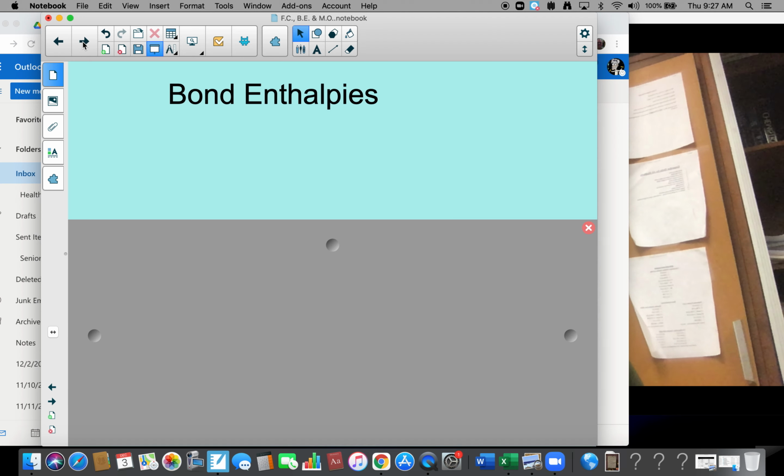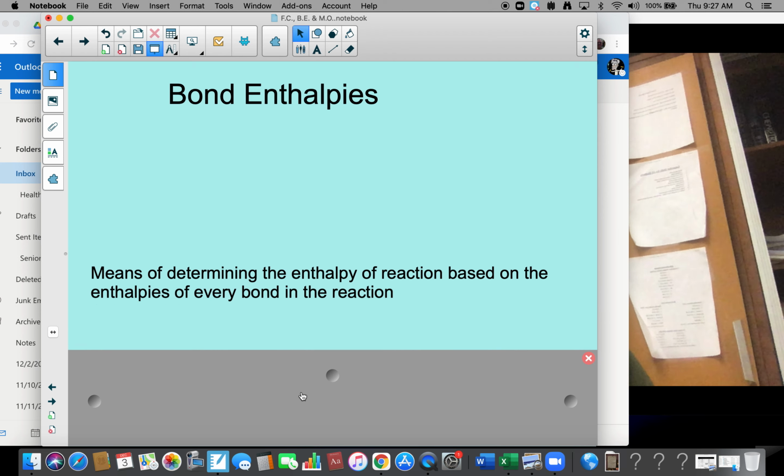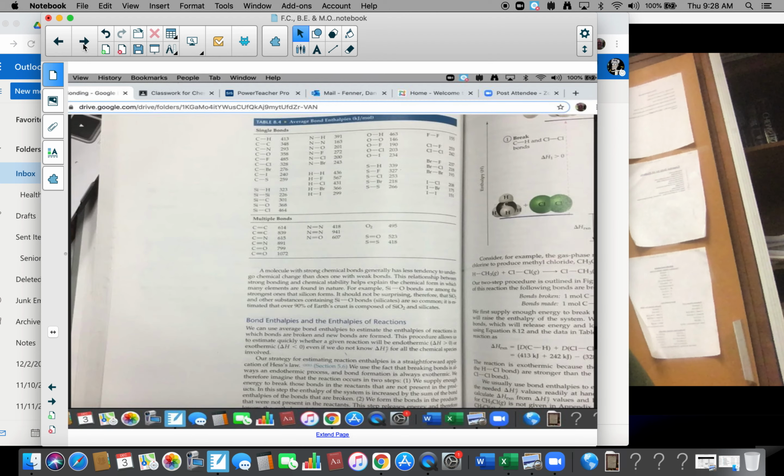All right, so looking at bonding, the next thing we're looking at is called bond enthalpies. Bond enthalpy is defined as a means of determining the enthalpy of reaction based on the enthalpies of each bond in the reaction. This sounds complicated, but it's really not. In order to do that, we're going to look at page 326 in your book. I gave that in your reading. It's right there, page 326, a listing of all bond enthalpies.